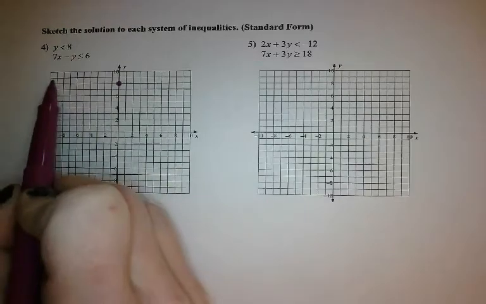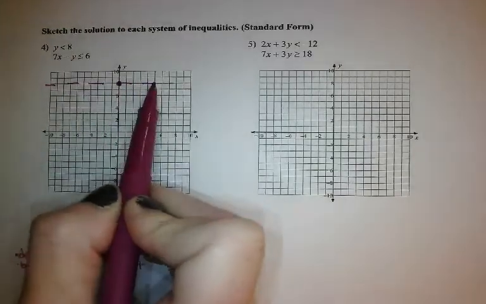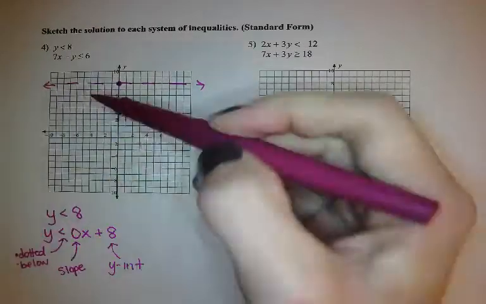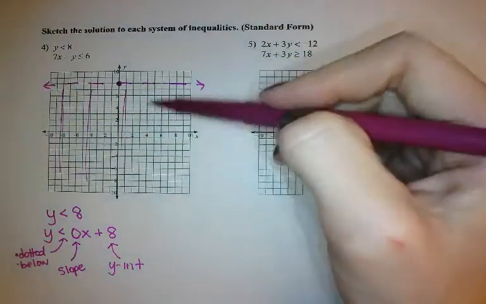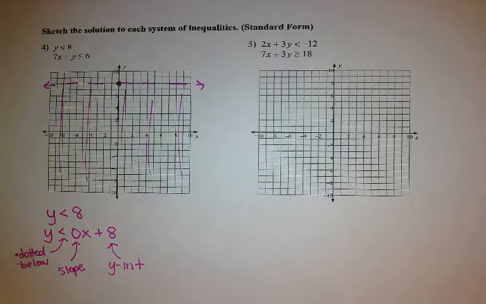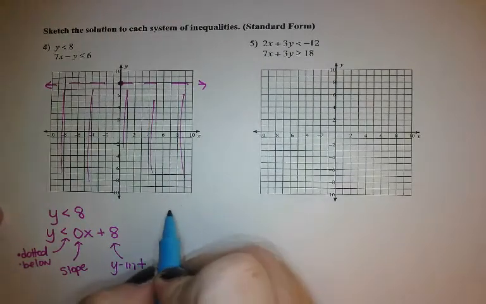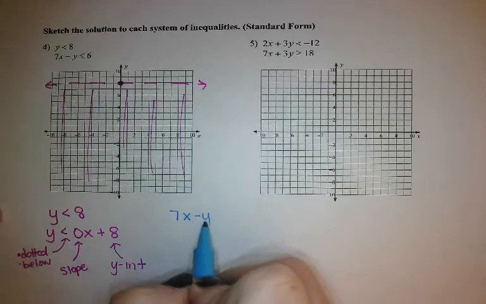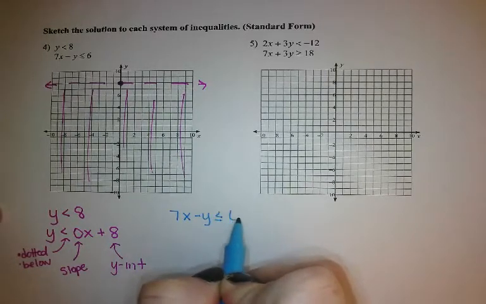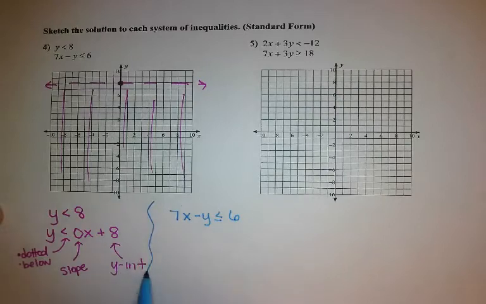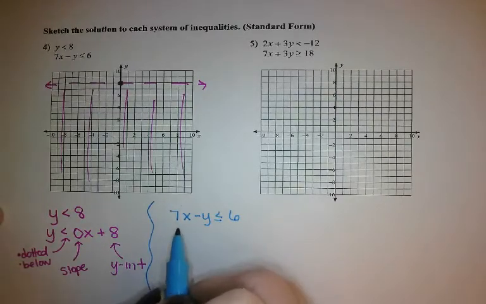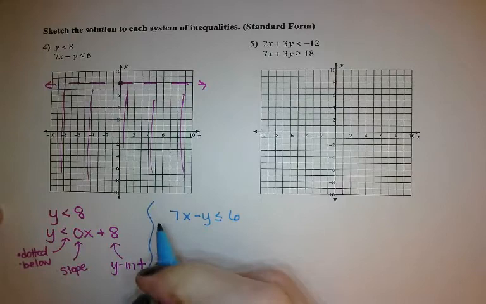So we're going to do a dotted line, and we're going to shade below, which is all of this solution, underneath. Now we're going to look at the other inequality, 7x minus y less than or equal to 6. So what I'm going to do is rewrite this in slope-intercept form. You can look back at your notes from last Monday on how to do that.